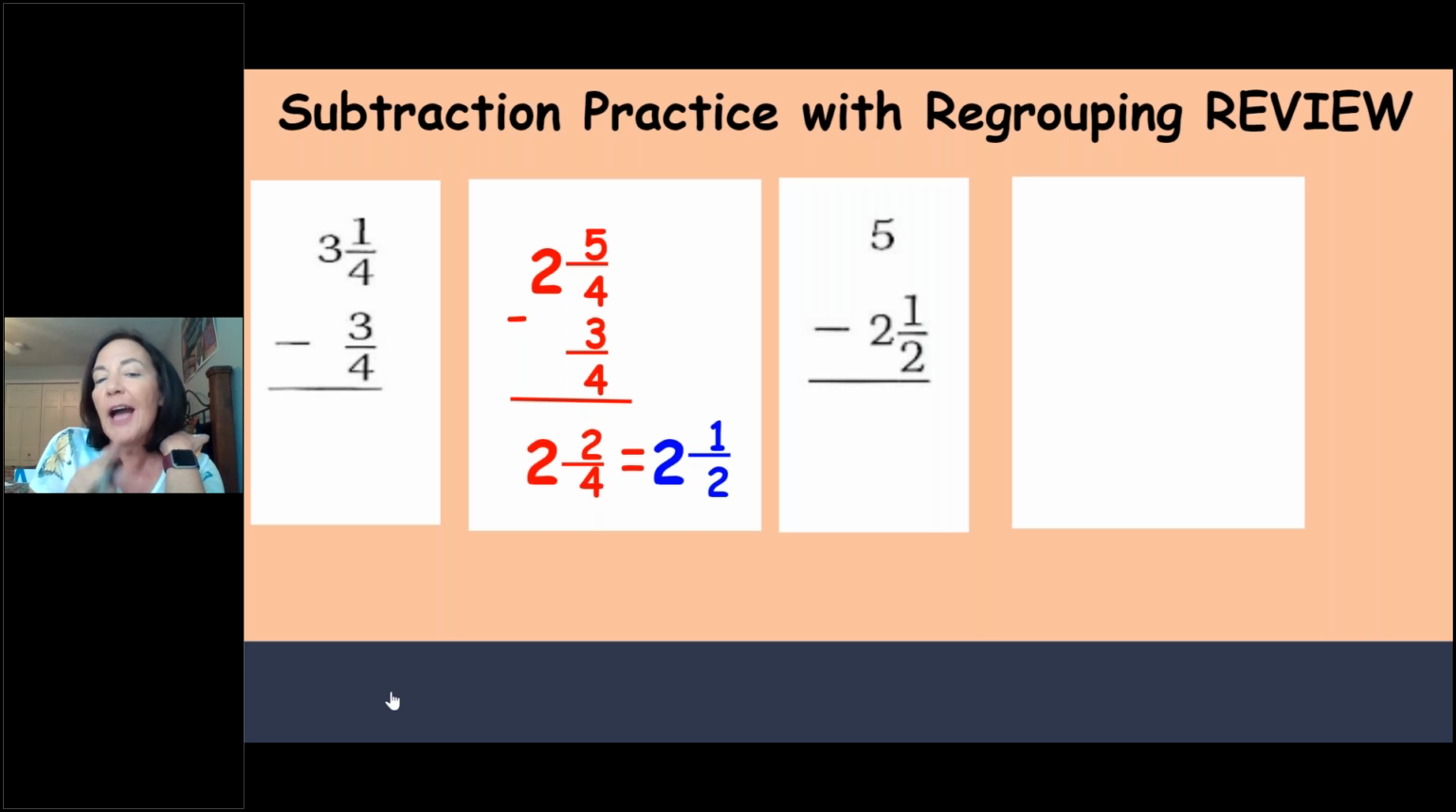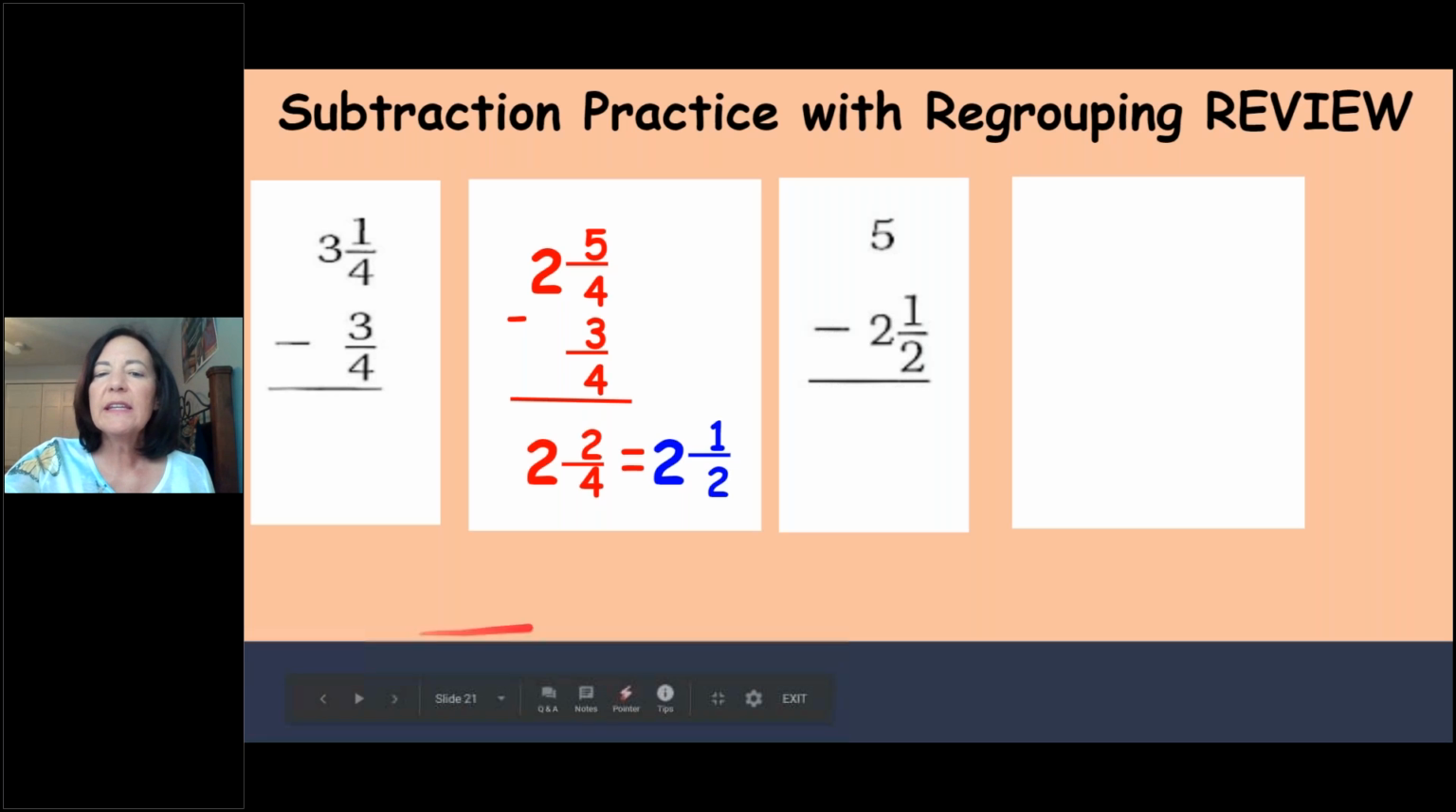Okay, now this one, I remember you doing this one because you got it so quickly, and I didn't expect that. It's 5 minus 2.5. And again, I have to subtract my fractions first, and I don't even have a fraction at the top. So what am I going to do? You will make it a whole. So it would be 5/5.